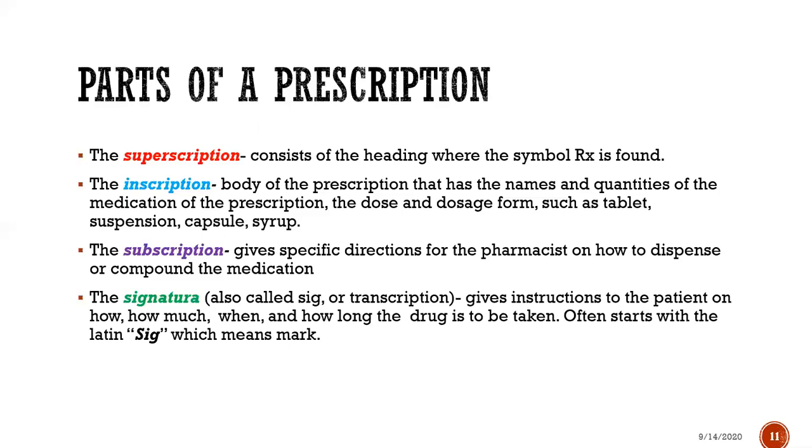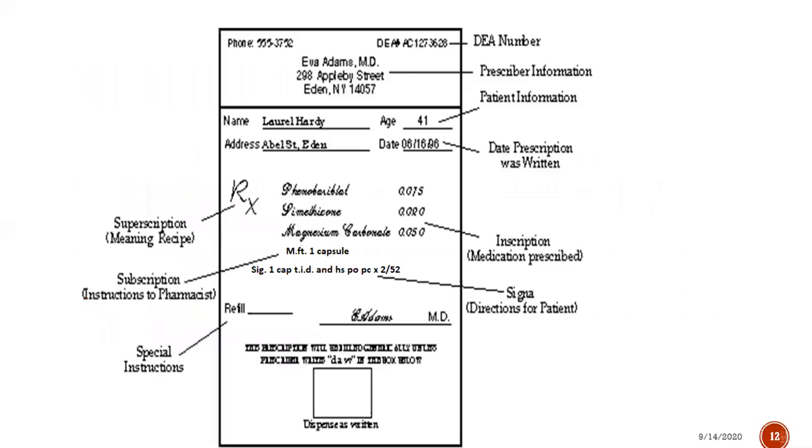Below that, you should have the subscription, which gives the direct directions for the pharmacist on how to dispense or compound the medication. And then you have the signature, which is normally written as SIG. This gives the instruction to the patient on how the drug is to be taken, at what frequency, and for how long. Okay? So this is an example of what we discussed.